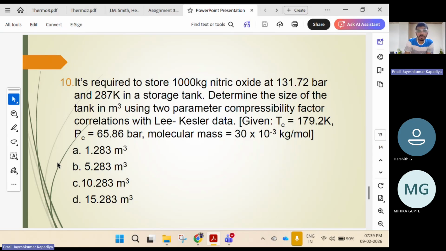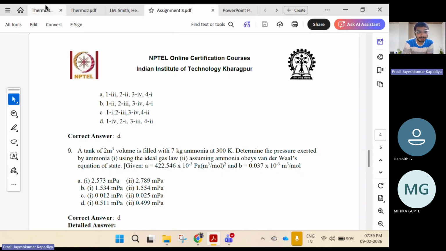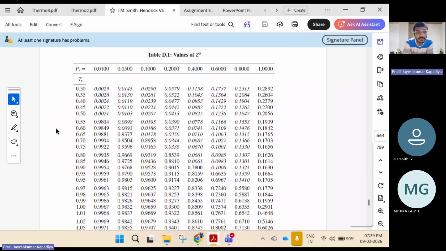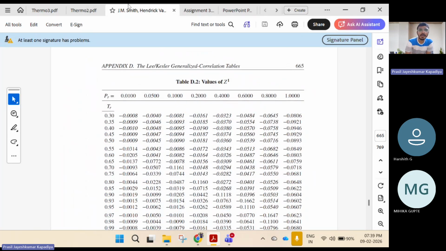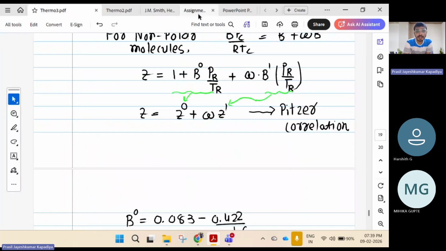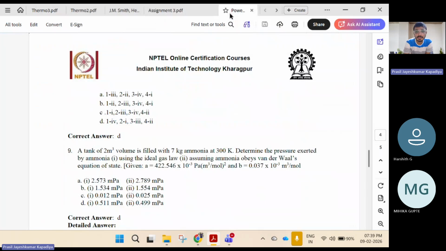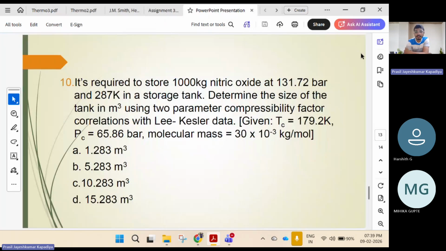To use this chart, what do I need to know? I need to know PR and TR. For particular PR and TR, I can find the value of Z naught and Z prime. Can you tell me first what is the PR and TR for this particular problem? My P is 131.72 bar and PC is 65.86 bar. So what is my PR? Can you calculate and tell me? Can another one of you calculate TR?